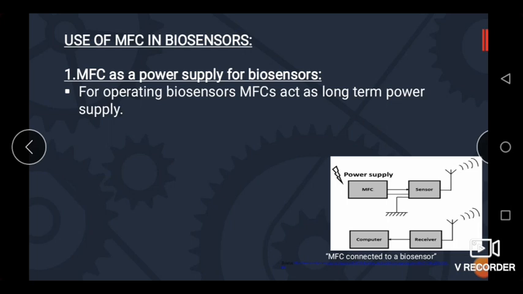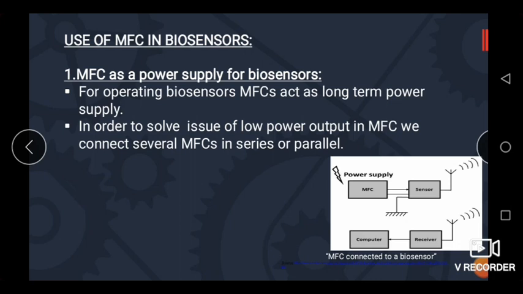When we use MFCs in a biosensor, one problem that we face is the low power output of MFC. In order to solve this issue, we connect several MFCs in parallel or series connection so that the problem of low power output can be minimized. When we are using MFC as a power supply, an external DC or external current is actually required here.